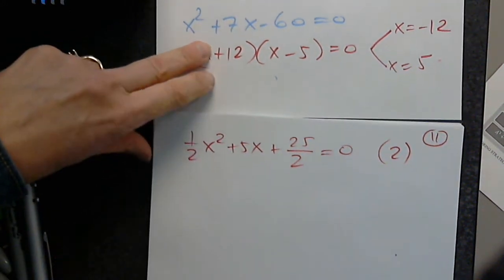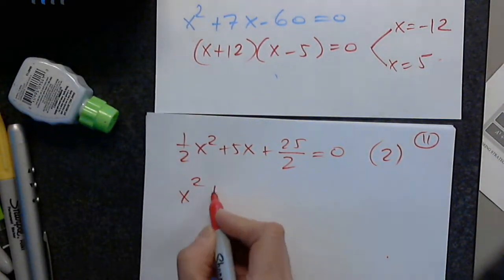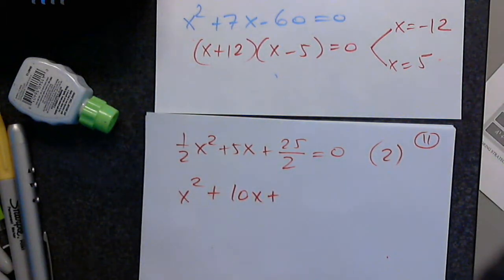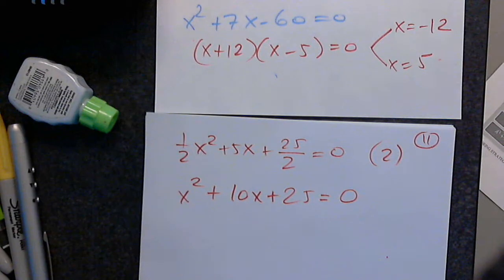So the first term becomes x squared, very good, plus 10x, very good, plus 25. And I have to multiply the right-hand side as well. How much is 0 times 2? 0. Very good. Never be afraid of fractions, one more time, especially in an equation. You can always remove them.